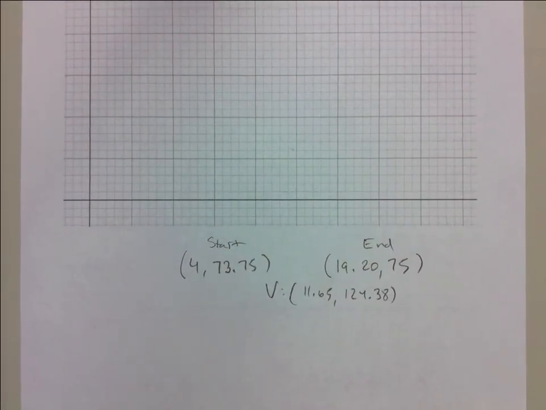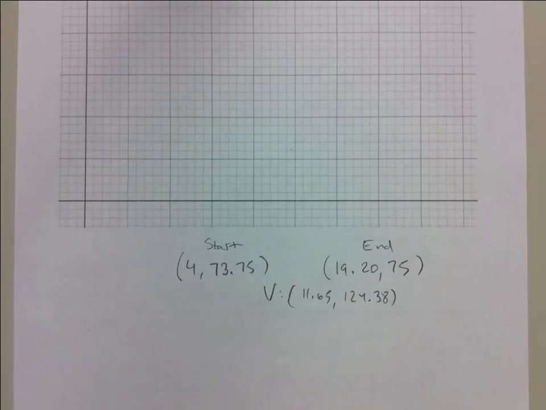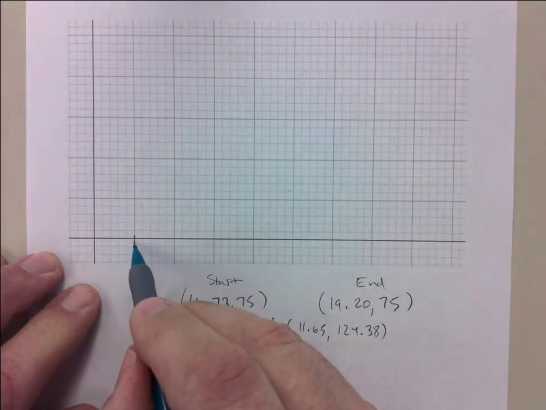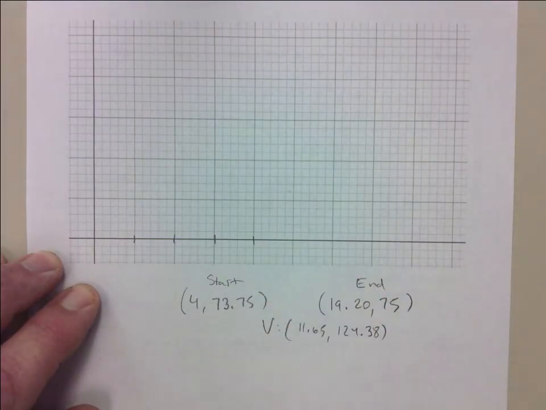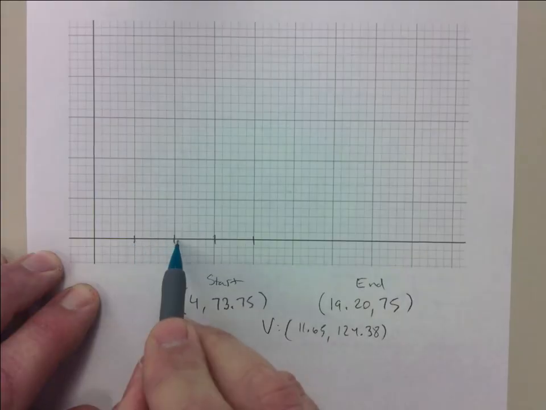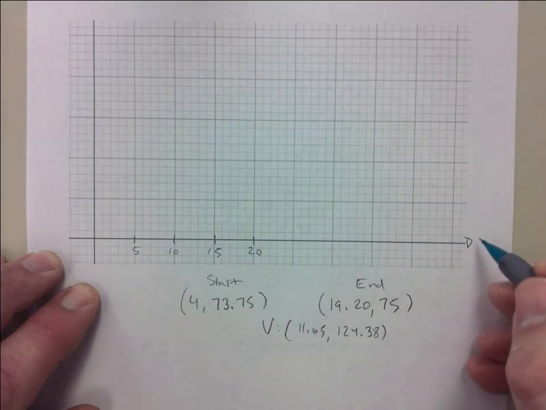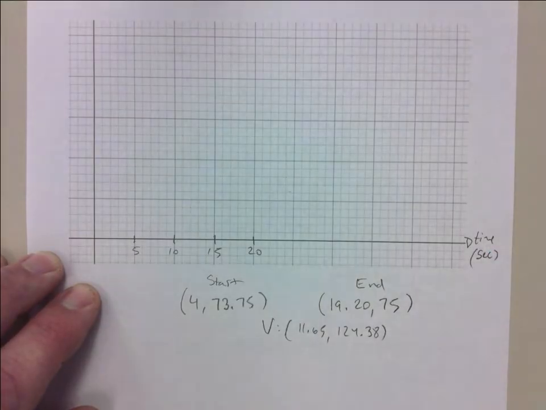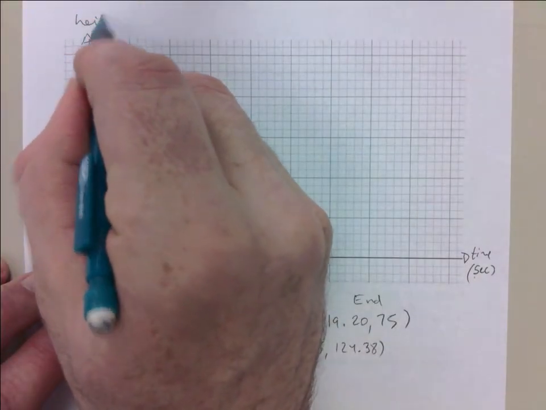Okay, so the maximum x value is 19, so 20-ish, and the maximum y is 124. So I'll go up to 140, 150, or something like that. So let's see here, 5, 10, 15, 20. Good news, the province usually gives you a grid. That's another good news. So 5, 10, 15, 20, that I can stop there. I'll just make sure I call this time in seconds. It could be minutes, days, hours, so be careful. And this is going to be height in feet.